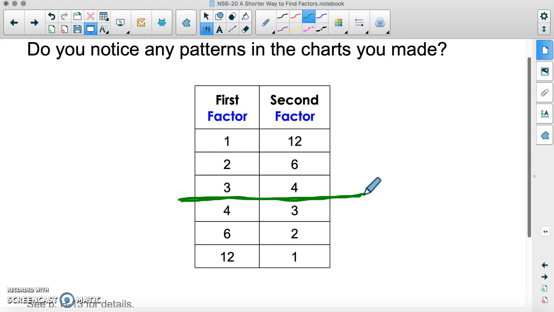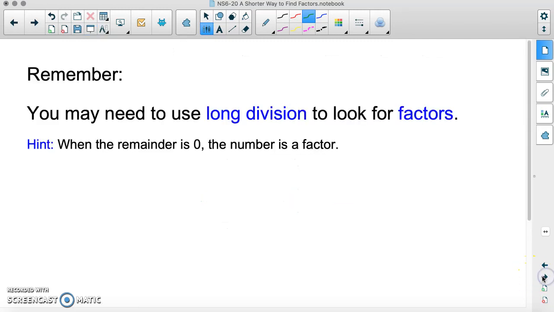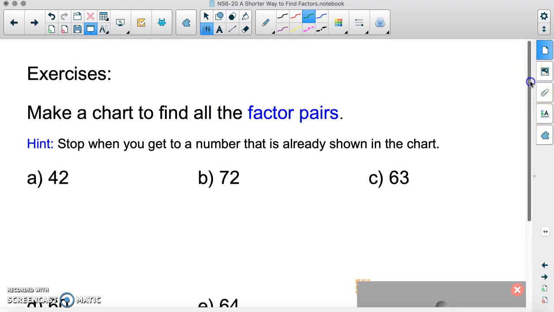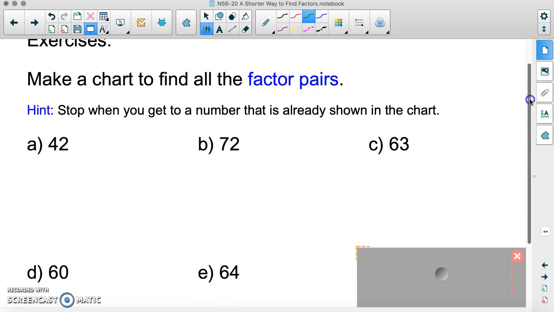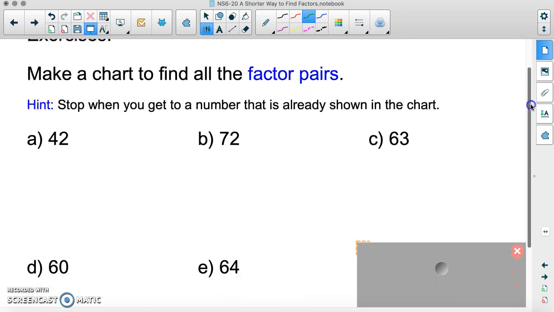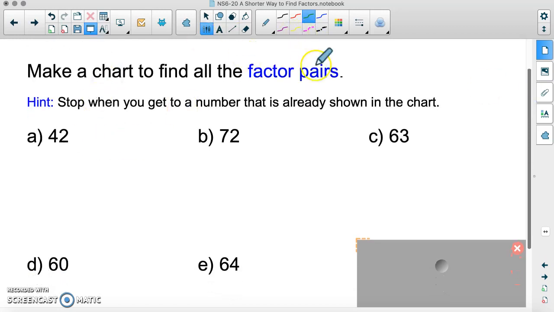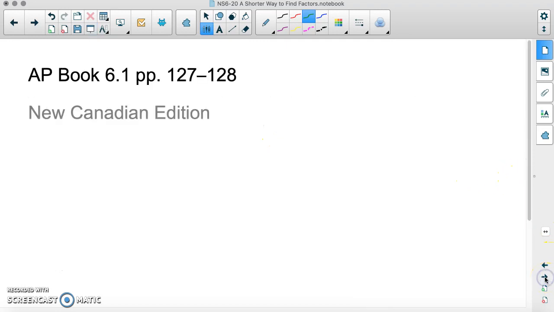You may also need to use long division to look for factors. And we know that when the remainder is 0, then the number is a factor itself. So here, just one more exercise before you begin your assignment. You're going to make a chart showing the factor pairs for the following numbers. When you're done, you can continue on with your assignment in your Jump Math book.